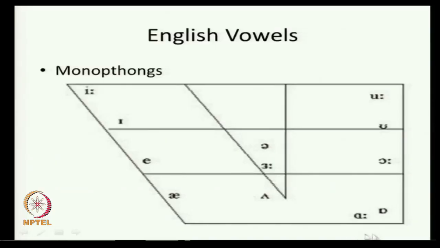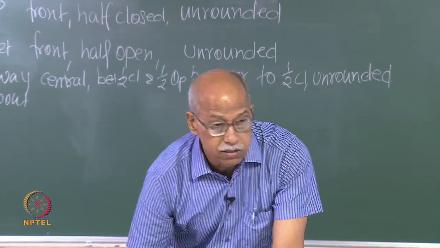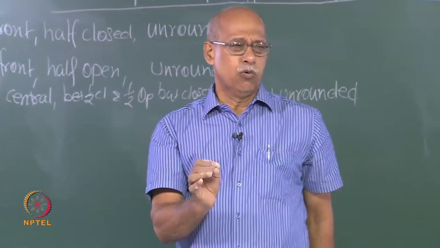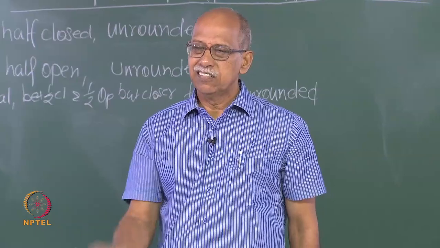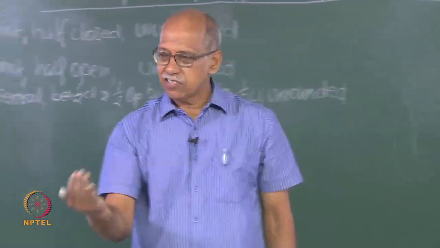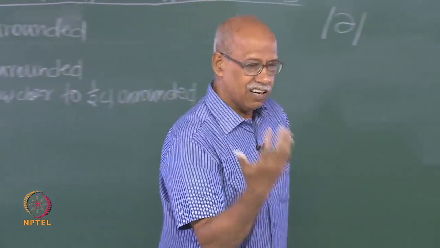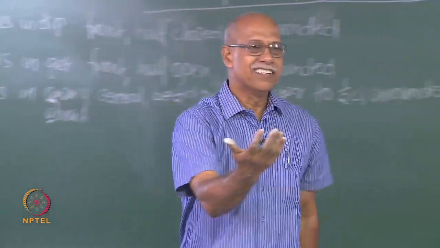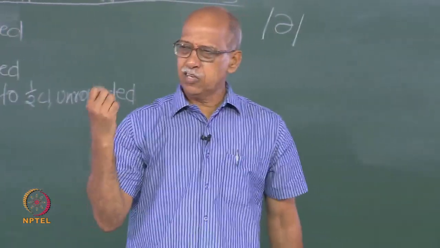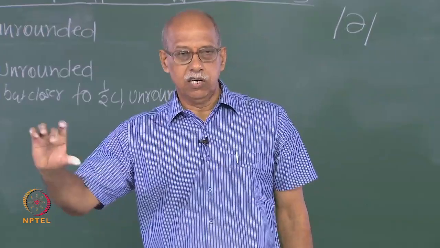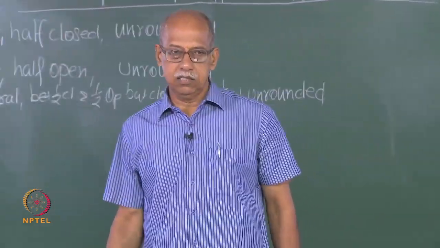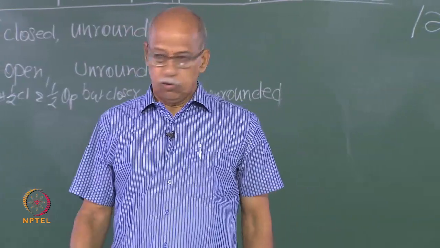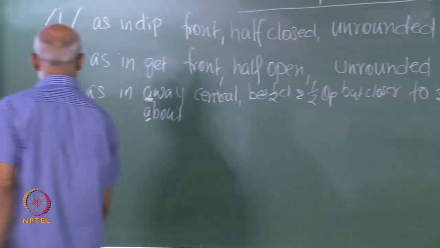On the other hand, let us look at this sound, this symbol. This is as in girl, as in burn. Any English word where schwa is followed by r, as in, come on, give me the word, as in earth, as in urn, as in shirt, as in dirt, as in hurt. Okay, any English word where schwa is followed by r, this schwa becomes long. Okay? Right? Now, how do we describe it? Let's describe this sound.